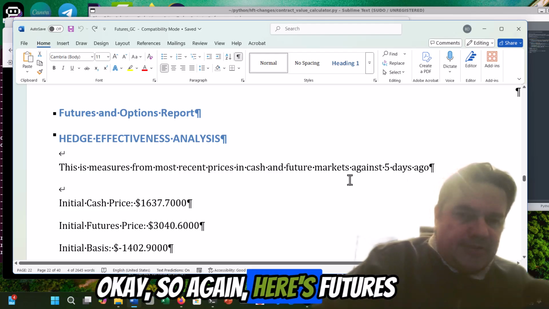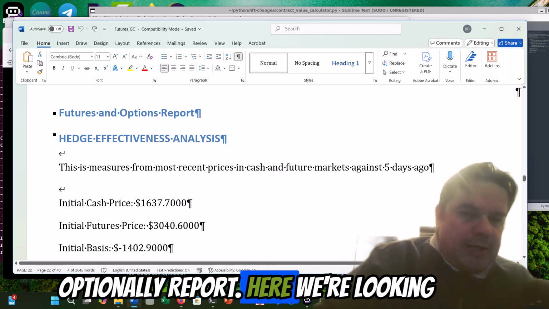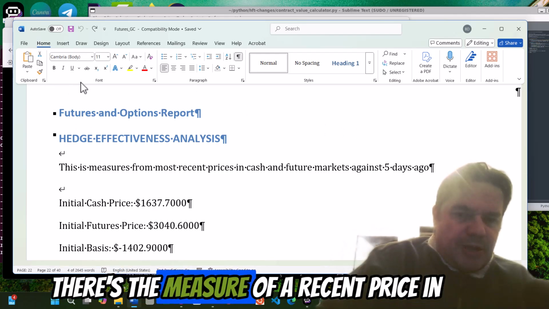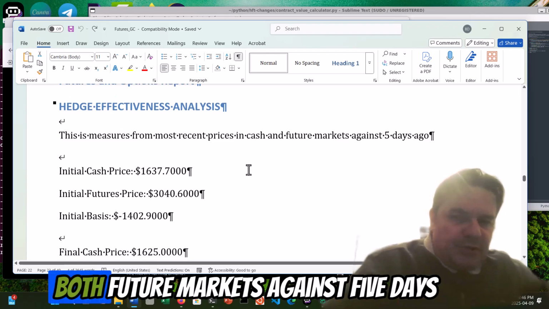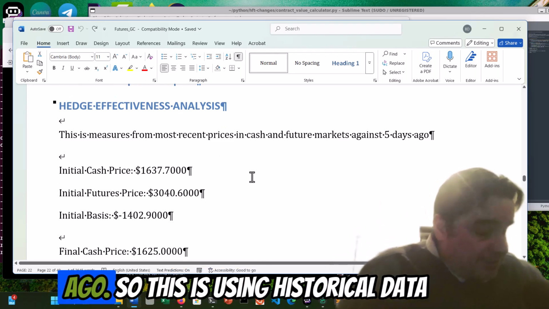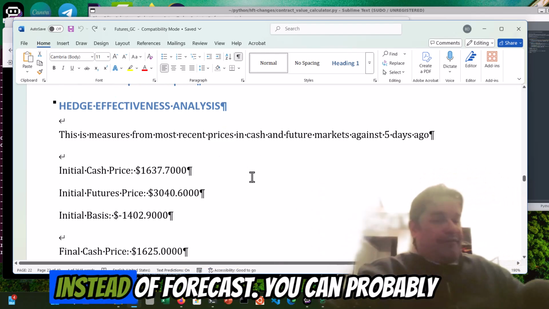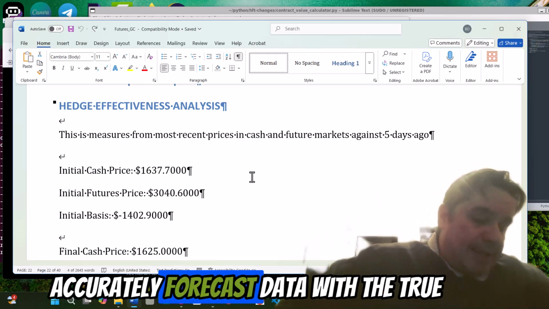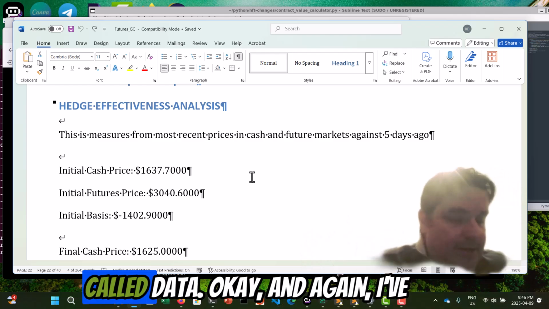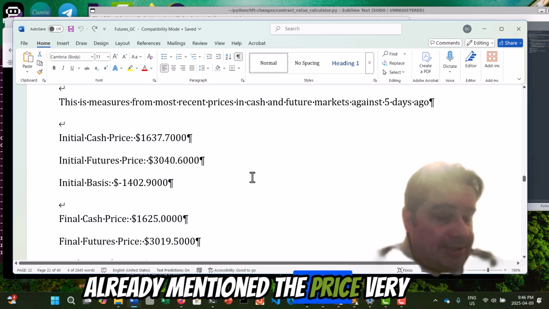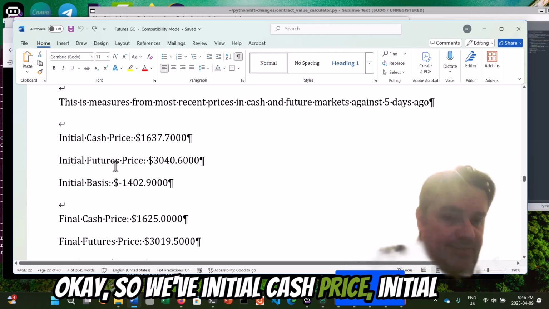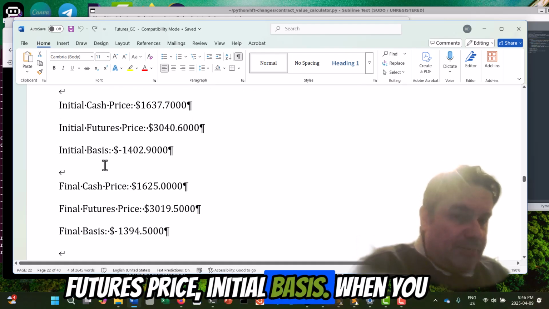Okay. So again, here's the futures options report. Here we're looking at the hedge effectiveness analysis. This is a measure of recent prices in both cash and futures markets against 5 days ago. So this is using historical data instead of forecasting. You can probably accurately forecast data with the true options call data. Okay. And again, I've already mentioned the prices, very expensive. Okay. So we have initial cash price, initial futures price, initial basis.